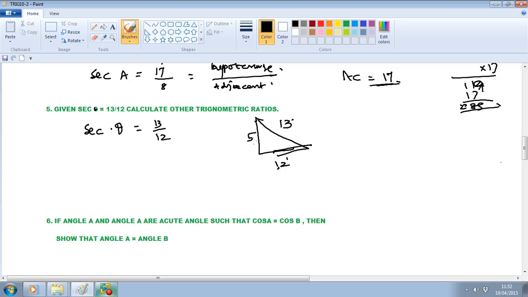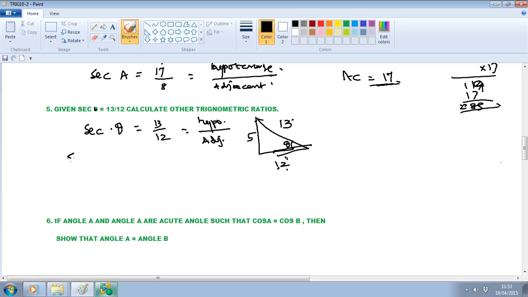You try this one: 13 square is equal to 12 square plus 5 square. Or you can say you have been given 13 and 12, the cos. Now this is theta. Secant is hypotenuse divided by adjacent. 13 is the hypotenuse, divided by the adjacent side. So calculate the other trigonometric ratios.